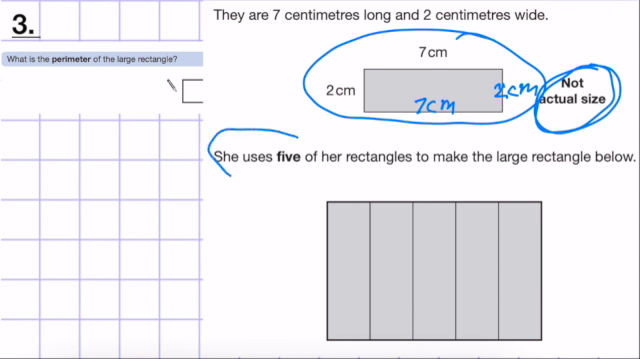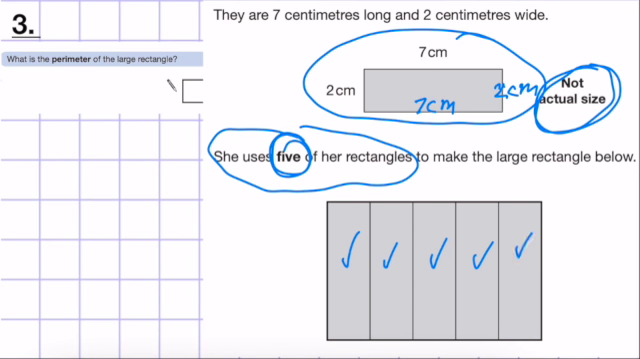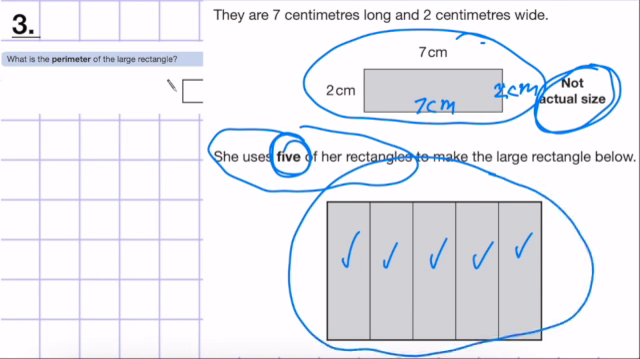So she uses 5 of her rectangles to make the large rectangle below. So you've got here 1, 2, 3, 4, 5. What is the perimeter of this large rectangle? Now let's look back at the short one. We know that a long side is 7 and a short side is 2. Hit pause and see if you can work out the perimeter of this large rectangle at the bottom.